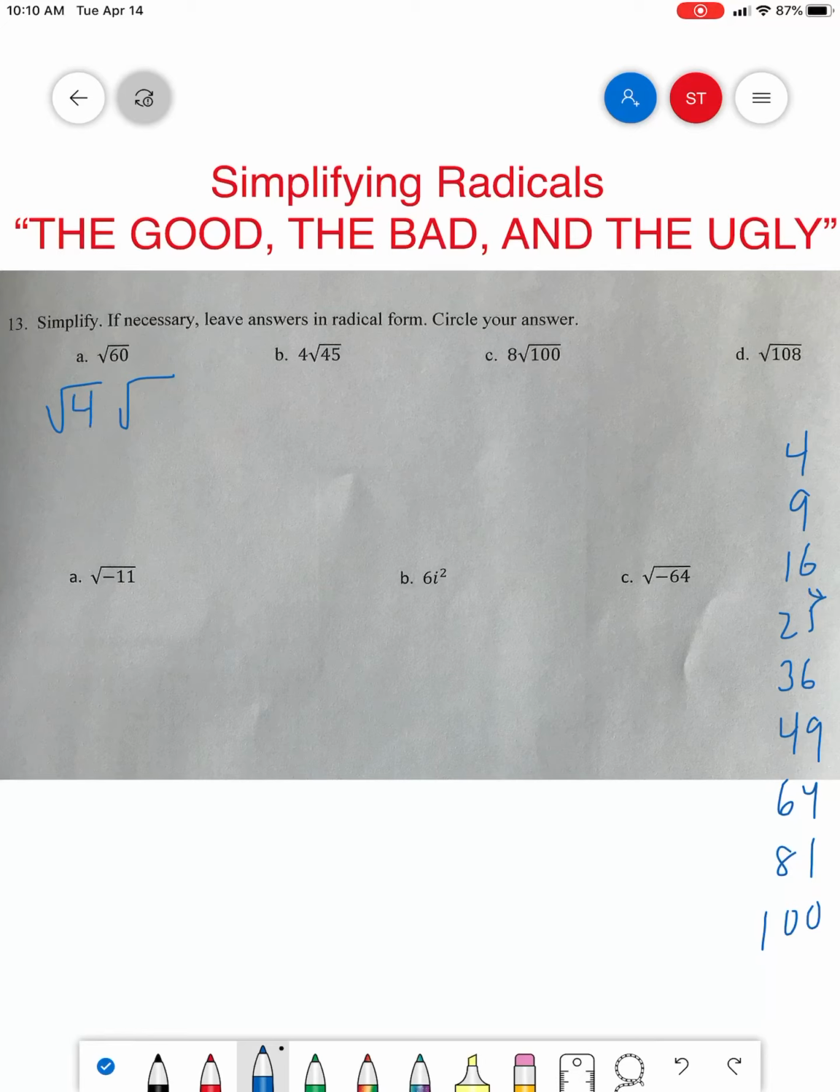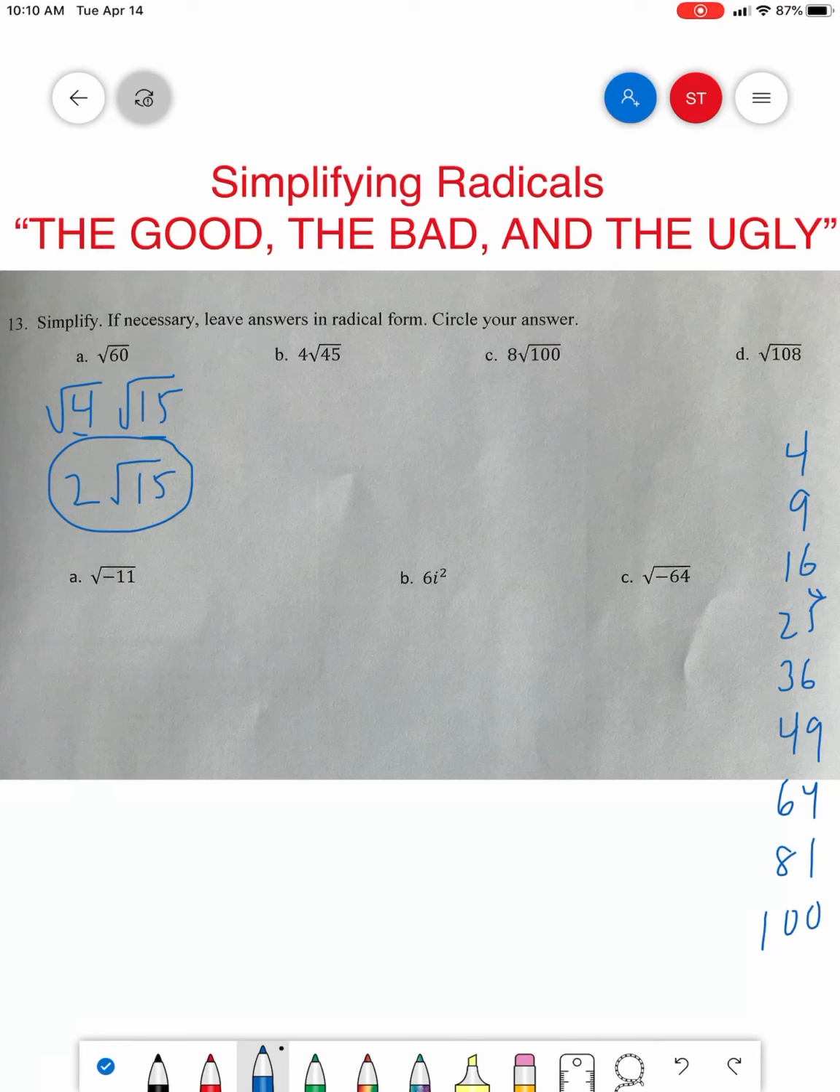Anyhow, 4 goes in. So 4 times what is 60? If you don't know, get a calculator. 60 divided by 4 is 15. So this is the good, this is the bad. What's the square root of 4? 2, and you just bring down that radical 15. 2 radical 15 is my answer.